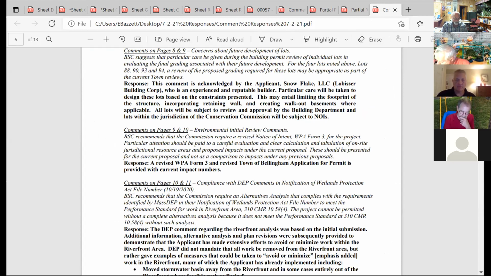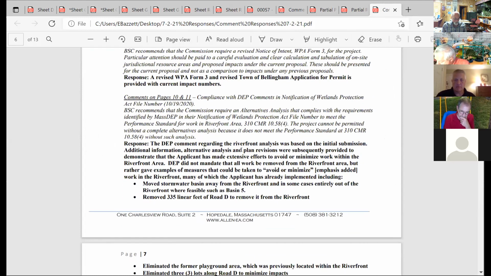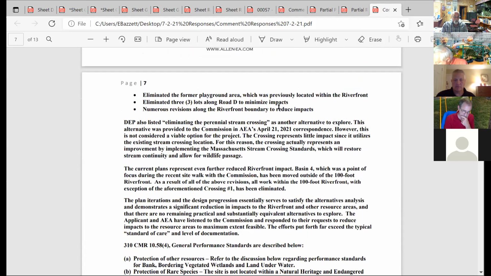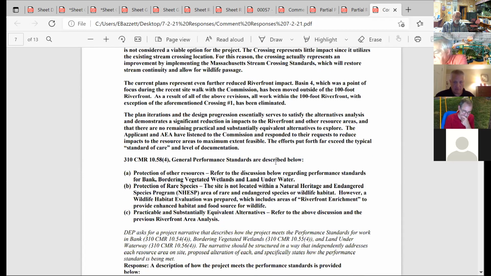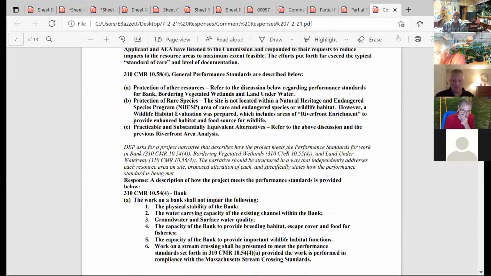You revised the Form 3. Moved all activity except for the crossings outside the inner riparian zone. We already knew, I mean, DEP had talked about eliminating the perennial stream crossing. We knew that was not going to happen because of the need to have two areas of access and egress.